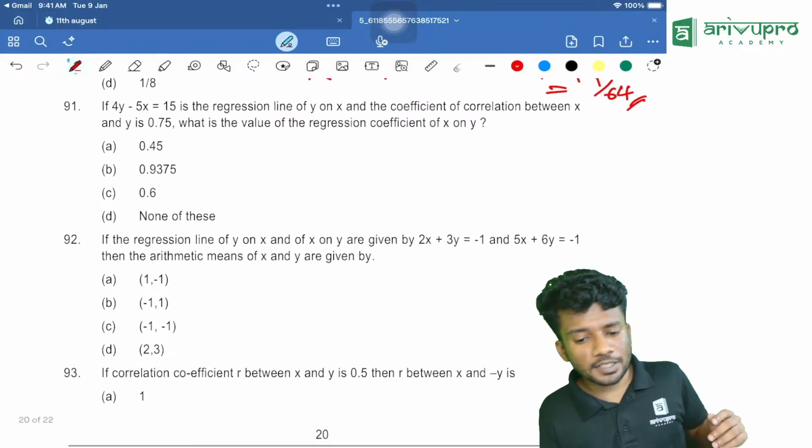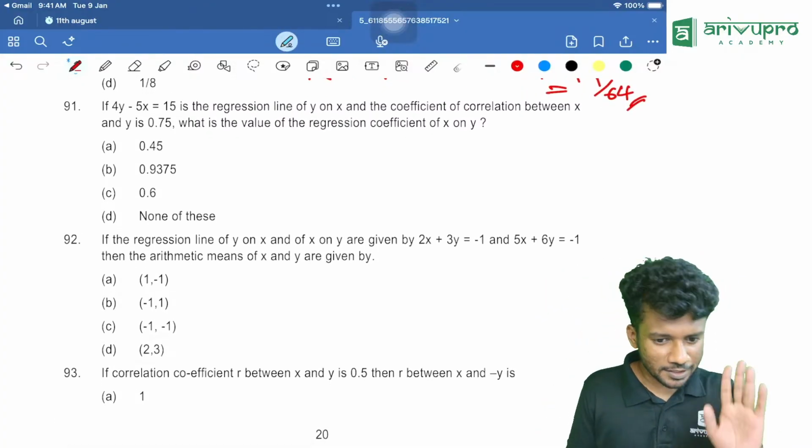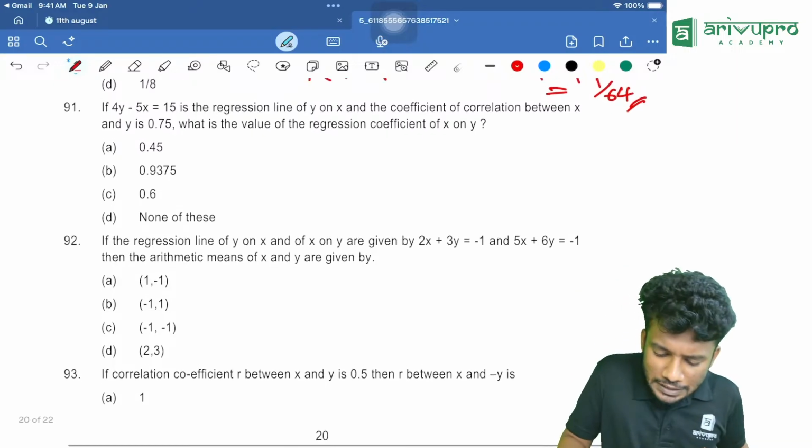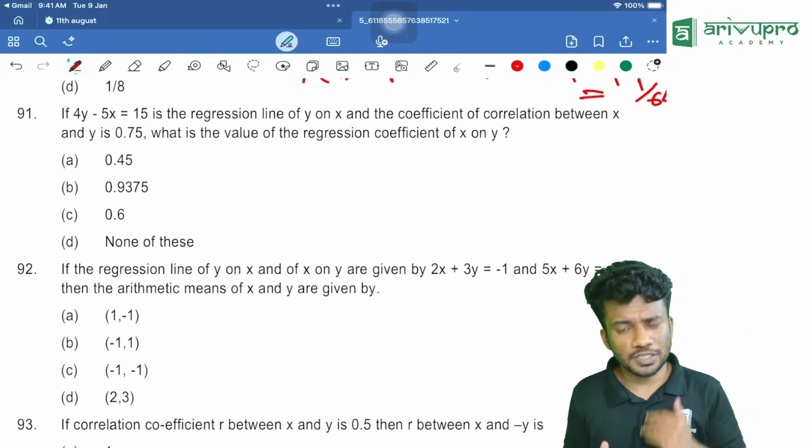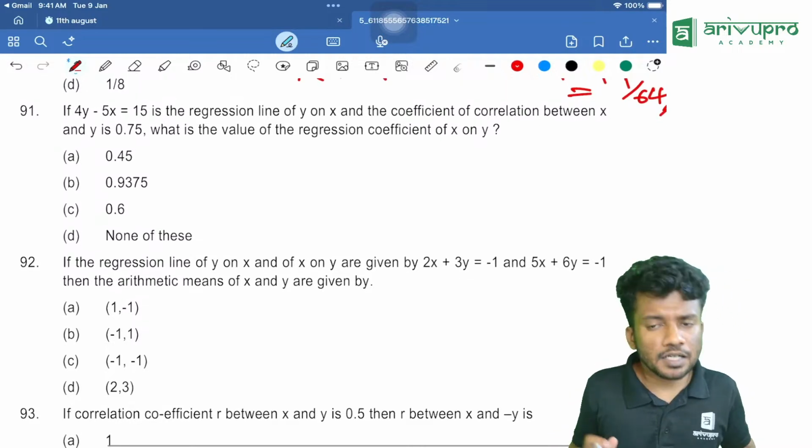Now 10 more questions are there. We have completed around 2 hours. Now we are going for the last 10 questions, direct questions. Now we are going to the regression part.